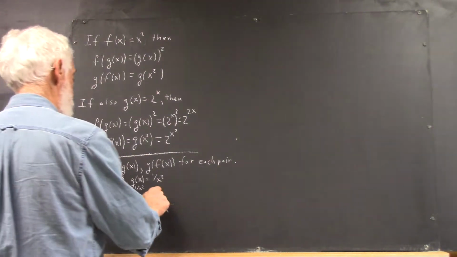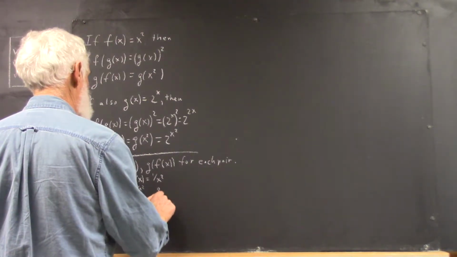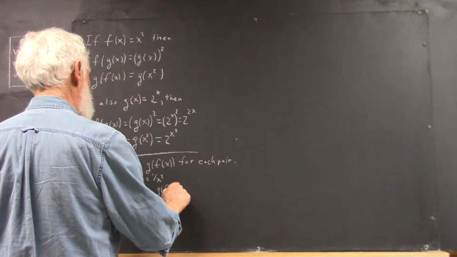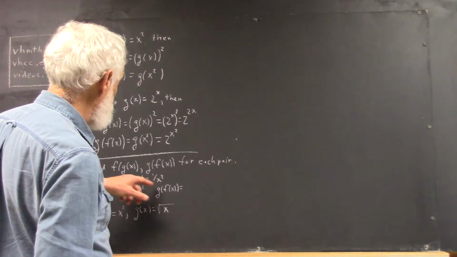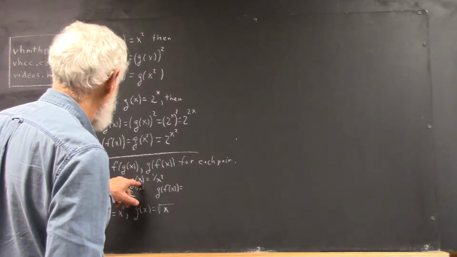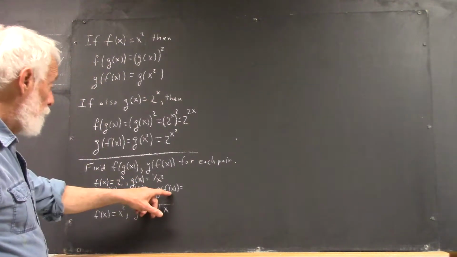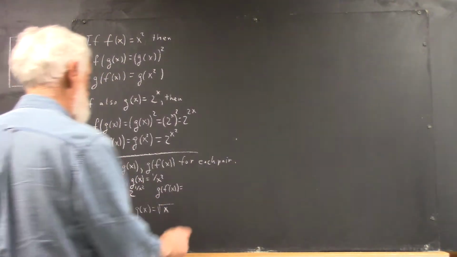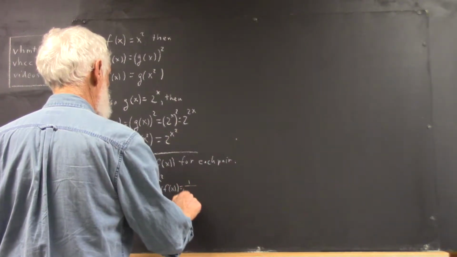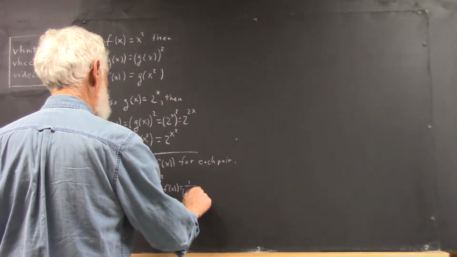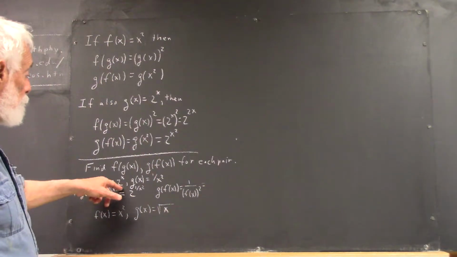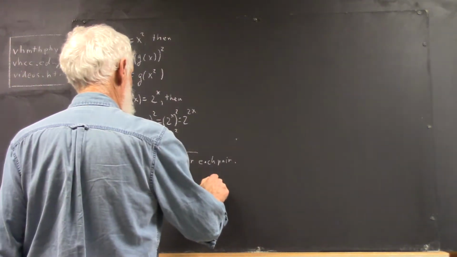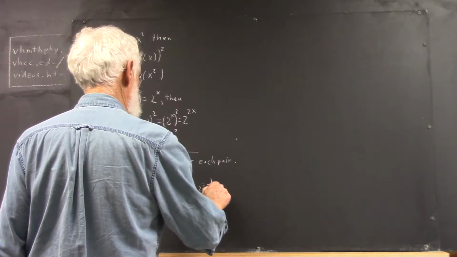And then g of f of x equals what? Well, g of x is 1 over x squared, so if we replace x by f of x, we get 1 over f of x quantity squared. And of course, f of x is 2 to the x, so this is 1 over 2 to the x.